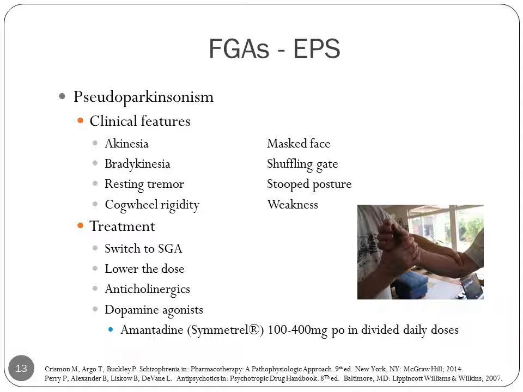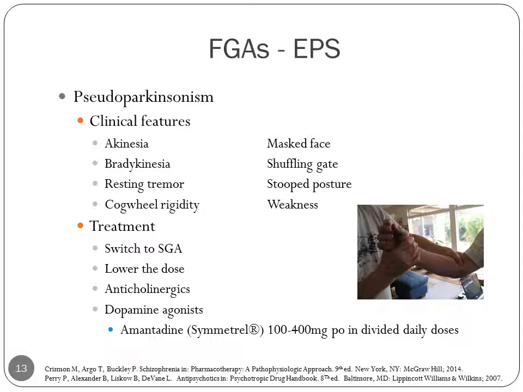In terms of treatment, once again, you can always try switching to a second generation antipsychotic, lowering the dose, or potentially seeing if you're able to discontinue the antipsychotic. Anticholinergic agents are once again used to treat pseudoparkinsonism, as well as dopamine agonists, and the one that is typically used is amantadine. Amantadine is generally as efficacious as anticholinergics with less effect on memory impairment.